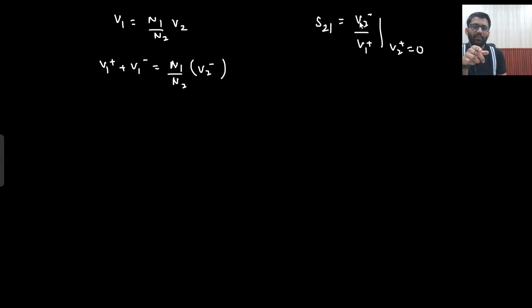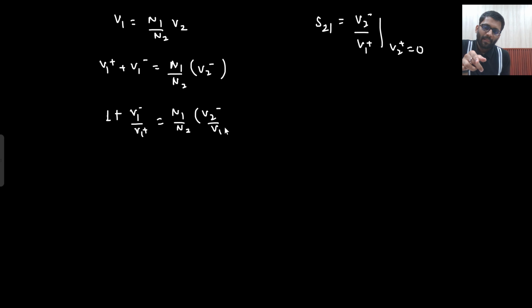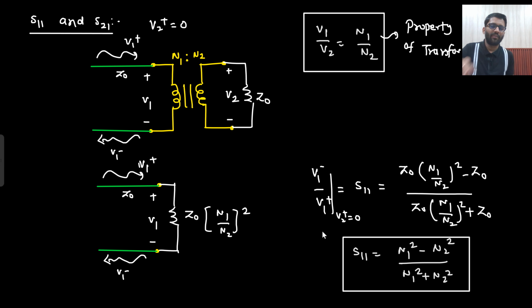So what do I need to get? Divided by V1 plus. So what am I going to do? I will divide by V1 plus on both sides. If I divide by V1 plus on both sides, this is what I am getting. Right? So this is simply 1 plus, what is the value of V1 minus divided by V1 plus?